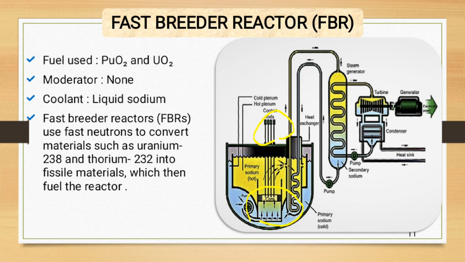The primary loop contains liquid sodium at high pressure and high temperature, which indirectly heats the water in the coils of the secondary loop. The water goes to the turbine in the form of steam, and the rotational energy of the turbine is converted with the help of a generator into electricity. The steam is condensed with the help of a condenser and pumped into the secondary loop again.